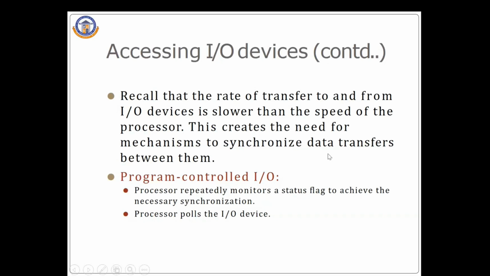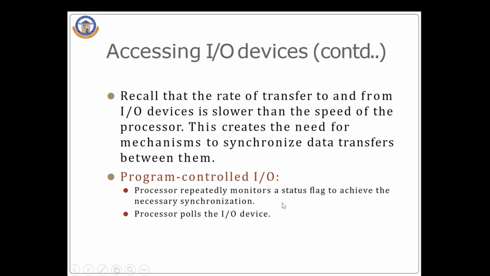There is another thing we have seen, memory mapped IO. That is, when the IO device and the memory share the same address space, it is memory mapped IO. There is another concept called program controlled IO. In the previous classes, we have seen that the transfer of data between the IO device and the processor is very slow. The processor speed is very high and the IO device speed is very low, so we cannot compensate the speed of the processor and the IO device. In order to avoid that, we go for program controlled IO.